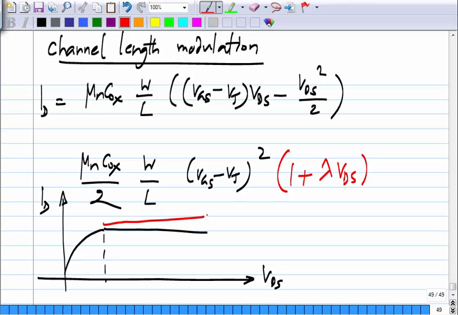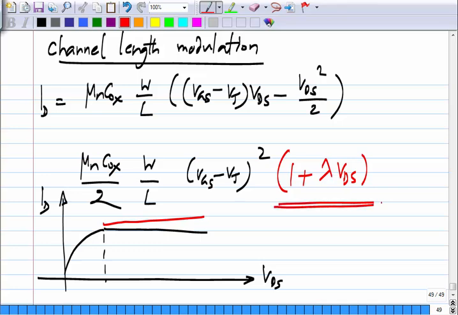Now, we can't throw the 1 plus lambda VDS into the other one because that makes no physical sense at all. This phenomenon applies only in saturation region. So, like good engineers, we just ignore all these inconsistencies and move on. We can't do anything else. The actual MOS transistor characteristic is of course continuous. It won't jump like this, but we will still use this.